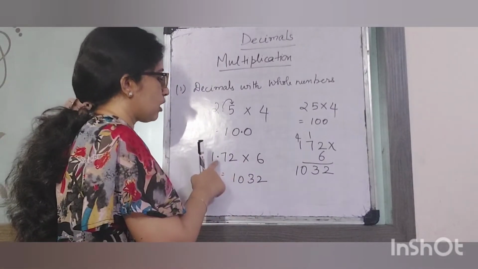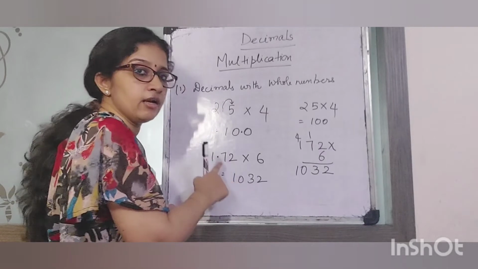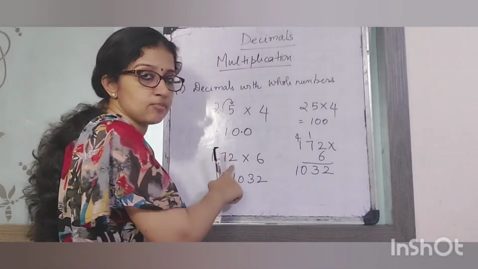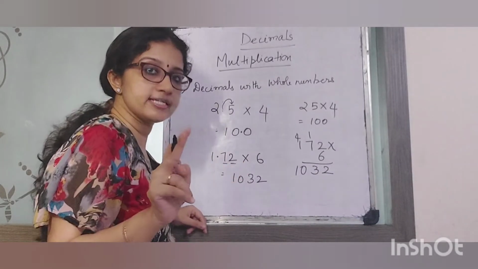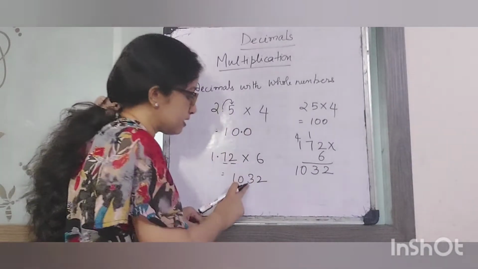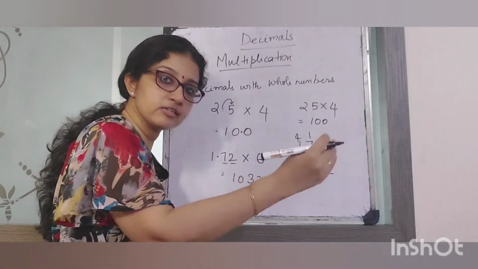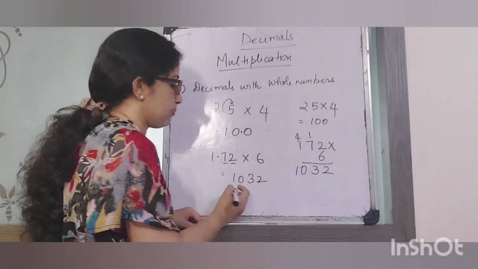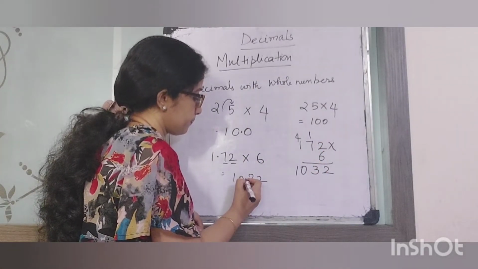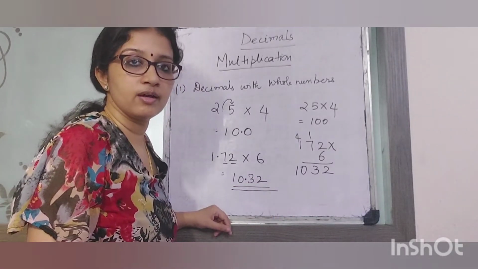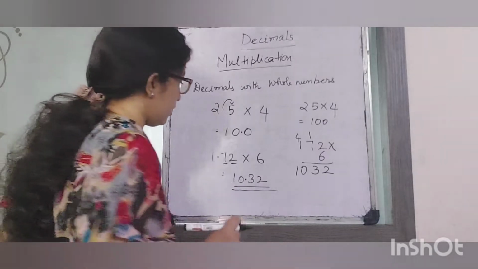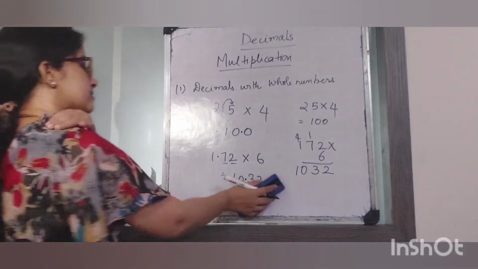Next step is we have to count how many digits are there to the right hand side of this decimal point. Okay. So how many digits are there? 1, 2. 2 digits are there. Okay. So in the answer also, keep 2 digits to the right hand side and put a decimal point, that is here. Okay. So the answer is 10.32. Clear with this?